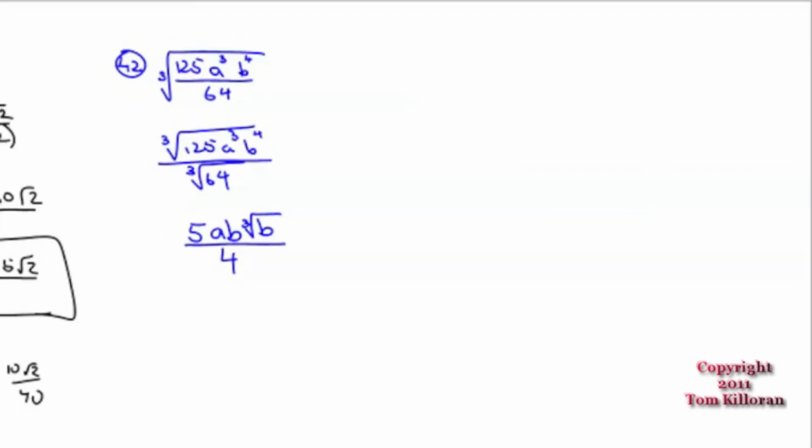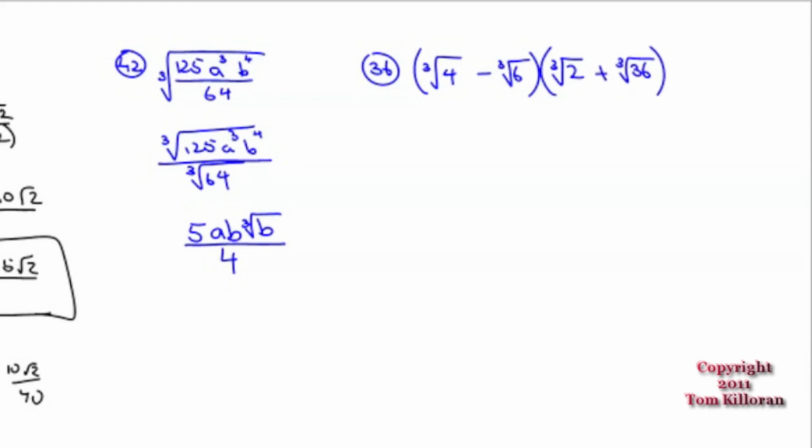Now let's do this one. Make sure we cover all our bases. Number 36. You would never see this one on a test. It takes way too long. Cube root of 4 minus the cube root of 6 times the cube root of 2. Well, maybe it doesn't take too long. Plus the cube root of 36. It just gets a little trickier because they all have cube roots.